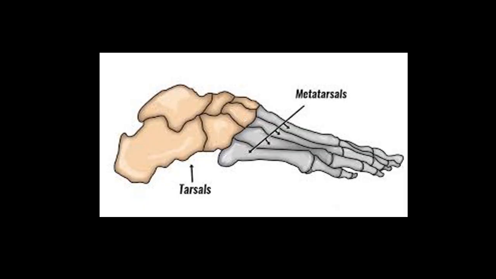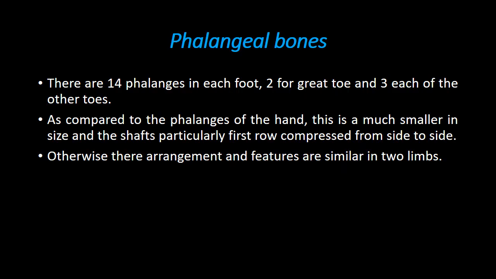Here you can see how the tarsal bones and the metatarsals are arranged. Phalangeal bones. There are 14 phalanges in each foot, 2 for the great toe and 3 each for the other toes. As compared to the phalanges of the hand, these are much smaller in size and the shafts, particularly of the first row, are compressed from side to side. Otherwise, their arrangement and features are similar in the 2 limbs.